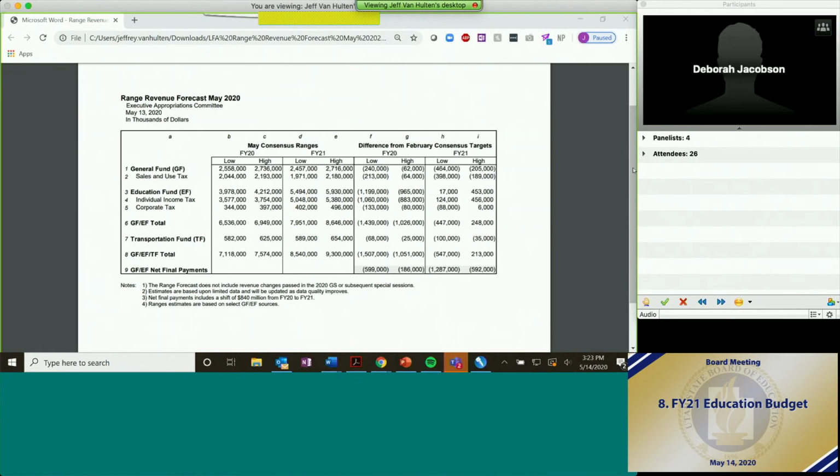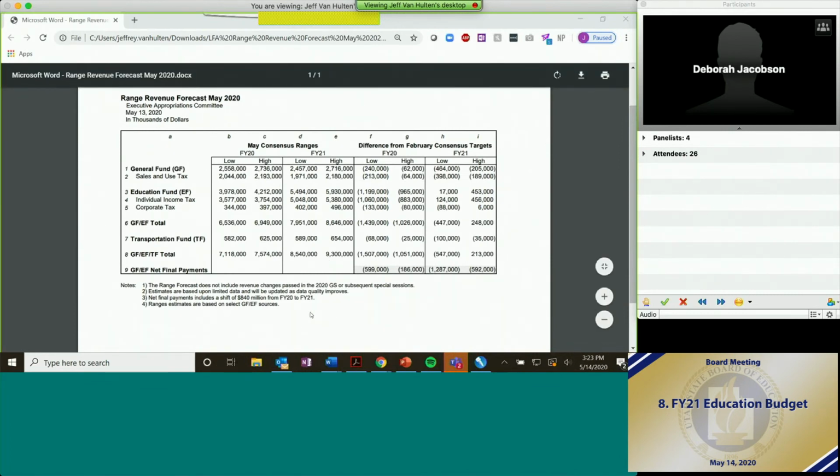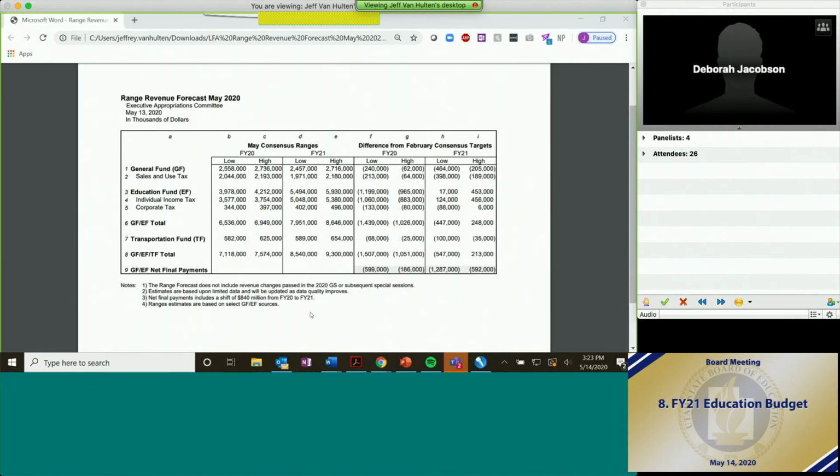Sure. These are what they call the range forecasting that the LFA's office put before EAC yesterday. This is basically comparing where we were in February and where we are today and what those projections look like moving forward. As of yesterday, their estimates, and again, these are just estimates, are a $200 to $600 million shortfall for FY20 and a $600 million to $1.3 billion shortfall for FY21.